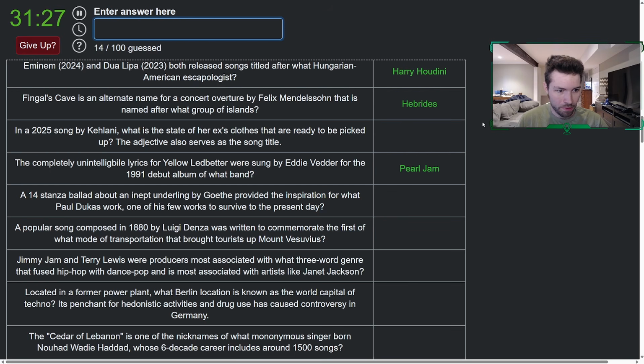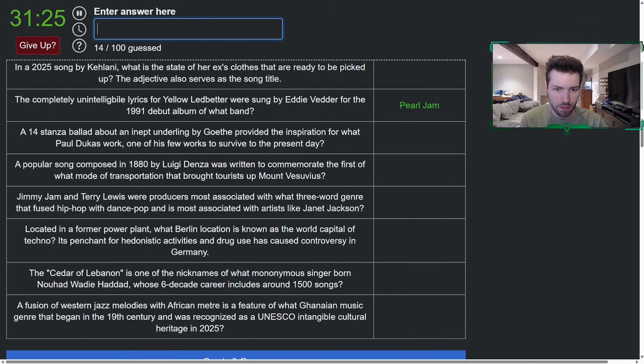I don't know. A popular song composed in 1880 by Luigi Denza was written to commemorate the first of what mode of transportation that brought tourists up Mount Vesuvius? Is this like a cable car or a tram, aerial tram? Okay, I guess that's just not what's going on. Funicular? Okay. Jimmy Jam and Terry Lewis were producers most associated with what three-word genre that fused hip-hop with dance pop and is most associated with artists like Janet Jackson? I don't know. New Jack Swing. Let's go. I don't even know what that is. Apparently it's this, but that's a phrase that exists in my head.